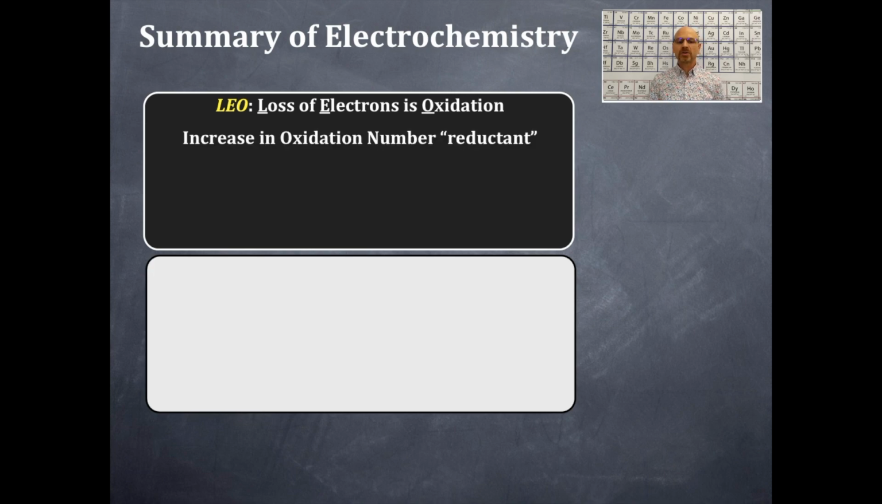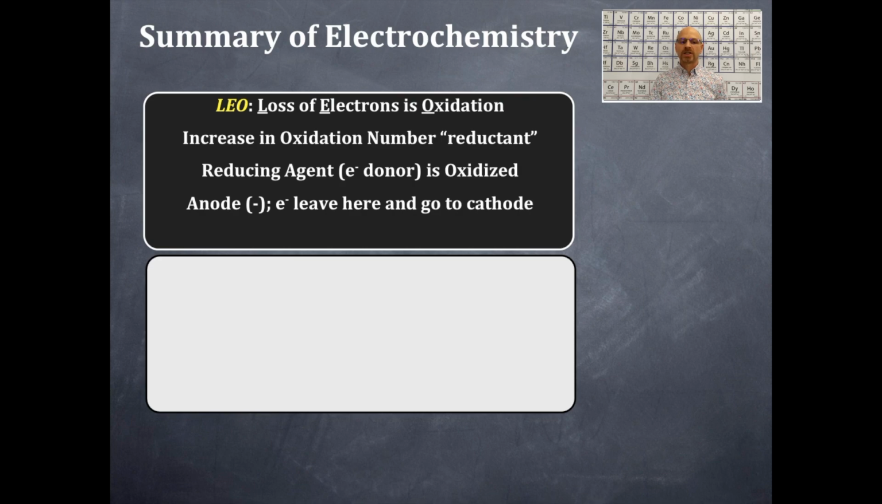Okay, and an increase in the oxidation number is characteristic of oxidation. So we're going to be using this in just a little bit. An increase in the oxidation number is oxidation, and this is also called the reductant. Okay, the reducing agent, which is an electron donor, is oxidized. Okay, and the anode, which is negative, is where the electrons leave from and then go to the cathode. Now, I'm hoping that you remember that electrons are negative, and that's why the anode is negative.